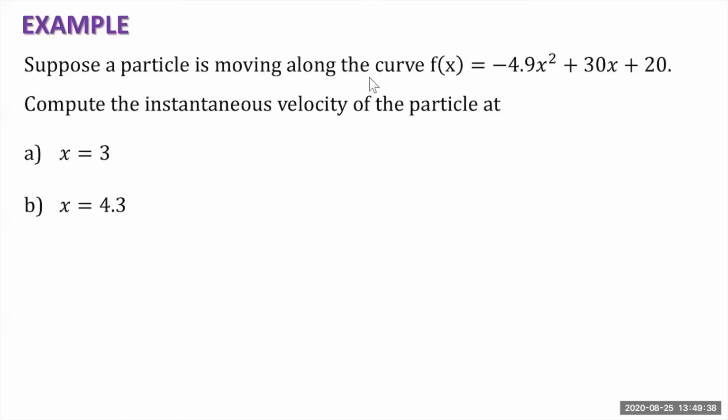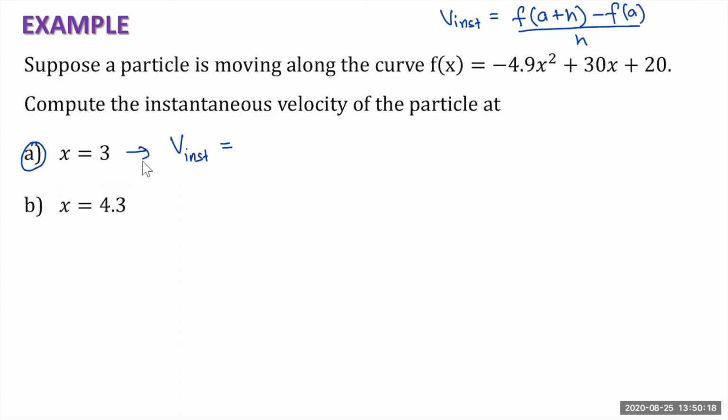Example: suppose a particle is moving along the curve f of x equal to negative 4.9 x squared plus 30x plus 20. We have to compute the instantaneous velocity of the particle at x equal to 3. So if you remember the formula for instantaneous velocity, let me work on part A first. V sub inst, V instantaneous, is equal to f of a plus h minus f of a, divided by h.